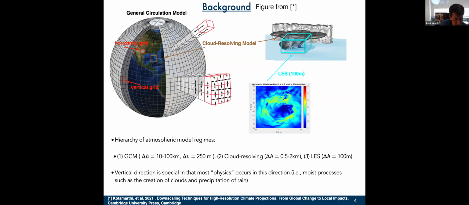So this red square here in this direction, radially, right? That's what I'm calling a vertical grid. And that really is way more resolved than, say, the horizontal, right? So anywhere from 250 meters for the vertical resolution versus 10 to 100 kilometers for a weather model at 10 kilometers and climate models at 100 kilometers, right?